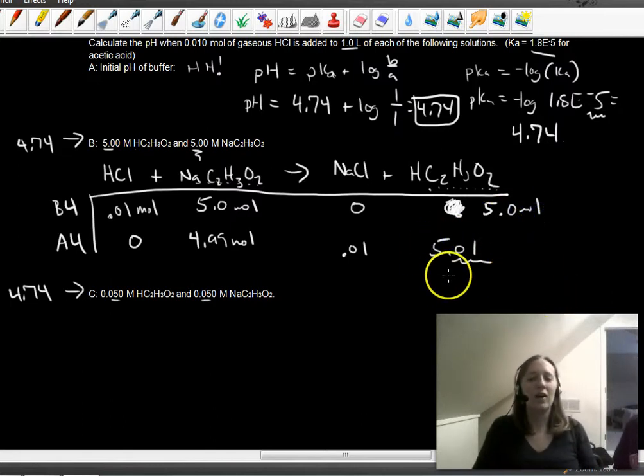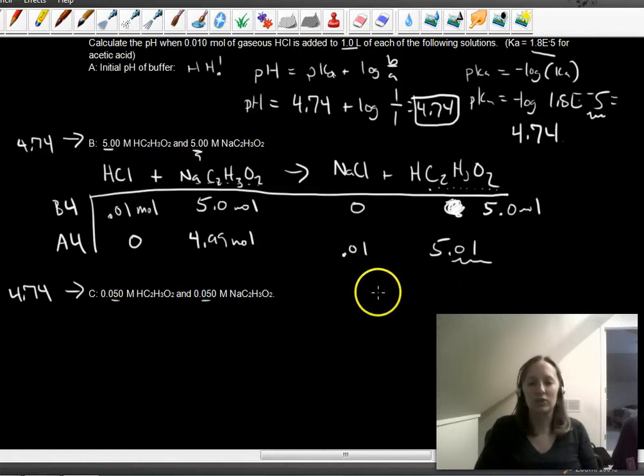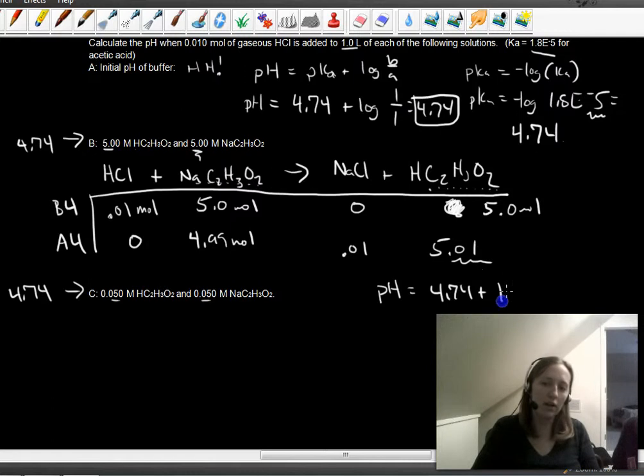5.01. There we go. Now we can go and do the Henderson-Hasselbalch equation, which goes like this. The pH at this point is going to be the pKa, which is still 4.74, plus log of base over acid. How much base do we have now? Base is 4.99 moles. And how much acid do we have? 5.01 moles. But that's almost 1. Guess how much this has changed the pH?